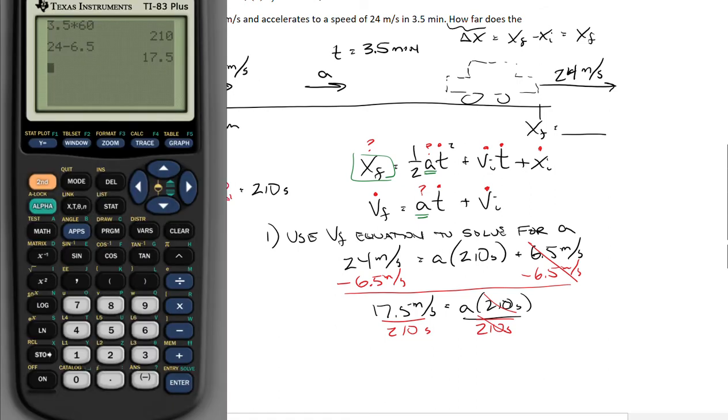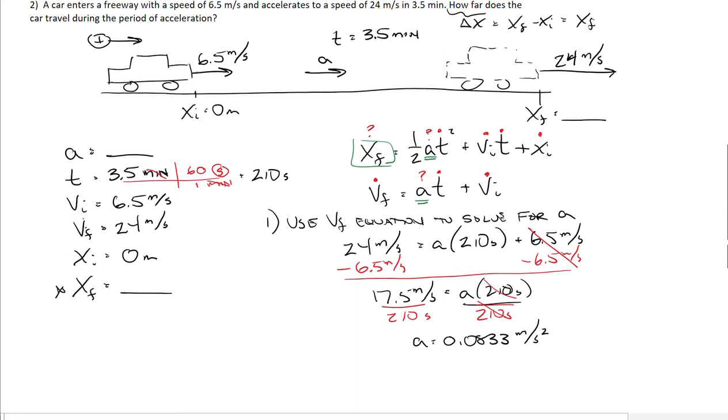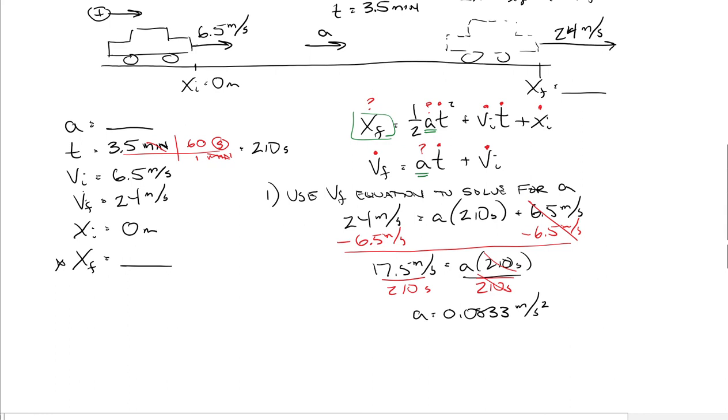And when I take 17.5 divided by 210, I get 0.083. A is equal to 0.083, and I'm going to take it to 3 significant digits. That's going to help me when we work on WebAssign problems, just in case there are rounding errors. So I'm just going to keep it as 3 significant digits. In my calculator, I actually have the full version. I'll use that when I do my calculation.